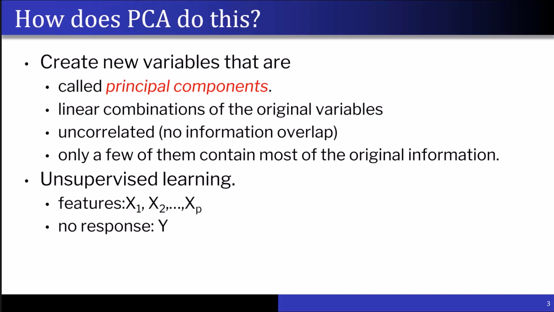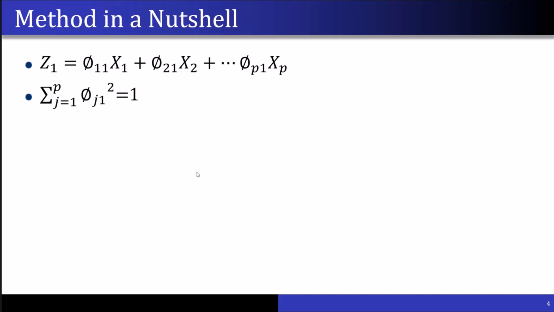And few of these principal components contain most of the original information. So this method is an unsupervised learning. Basically, we are going to have features x1, x2, x3 until xp, and there is no response variable y. We are going to group these variables. Instead of p variables, we might have 1, 2, or 3 variables, which are linear combinations of all these p variables.